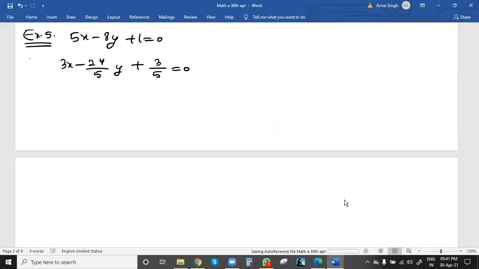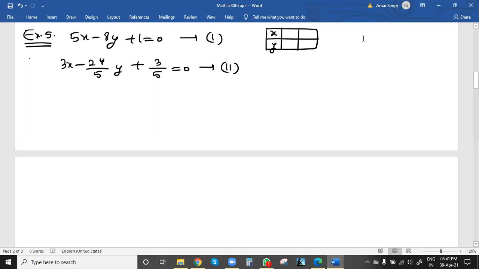So this is equation 2. For the first equation, we'll draw one table. We try to find minimum 2 points, x and y. First take x value as 1, 2, 3, 4. When the points come in decimals, they are not so easy values. Suppose we take x value 1.